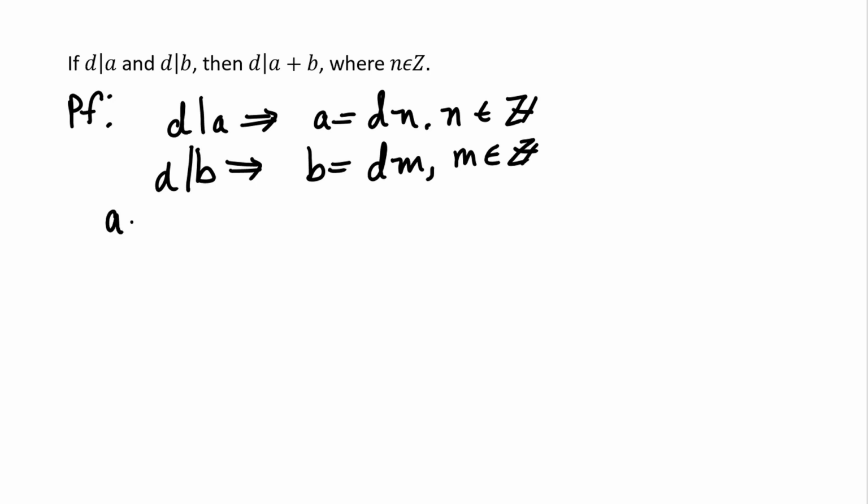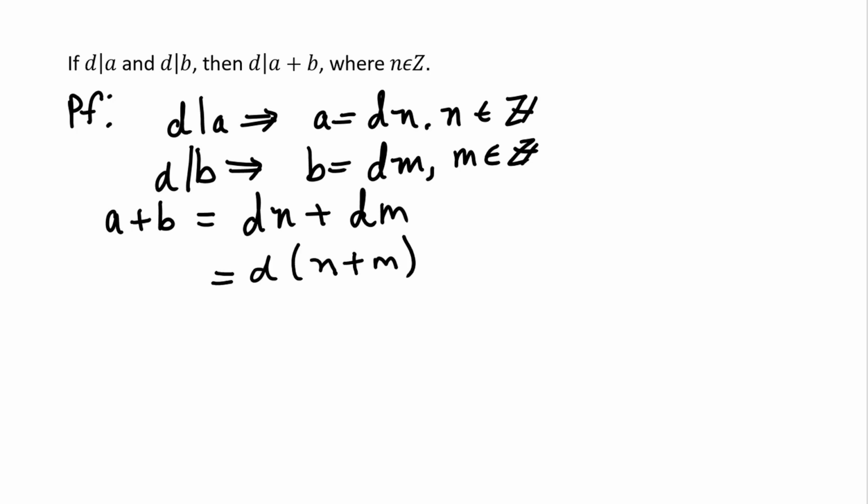So let's do the addition. We know that a plus b, a is equal to d times n, b is equal to d times m. We could factor out the d, so we get d times the quantity of n plus m. And now we have that a plus b is equal to d times (n plus m). By the definition of divisibility, we get then that d divides a plus b.